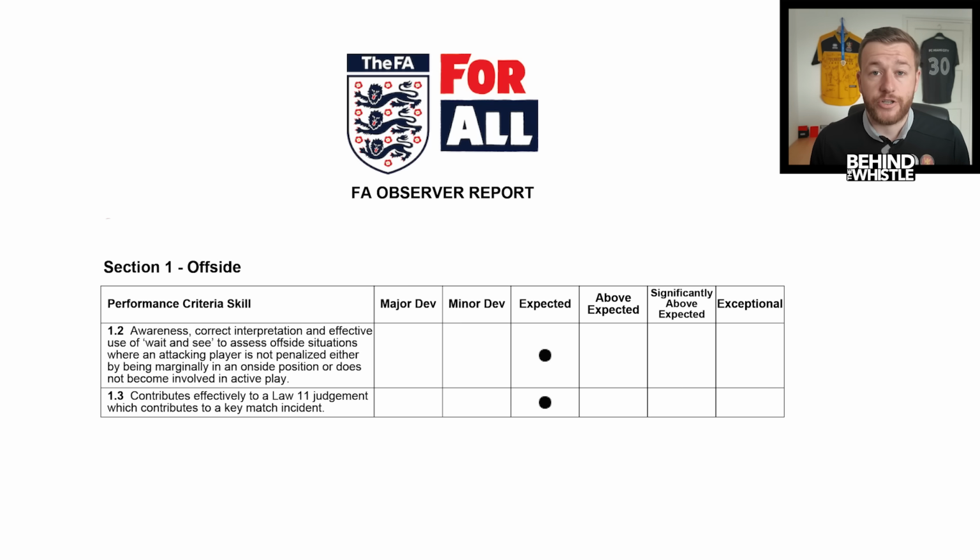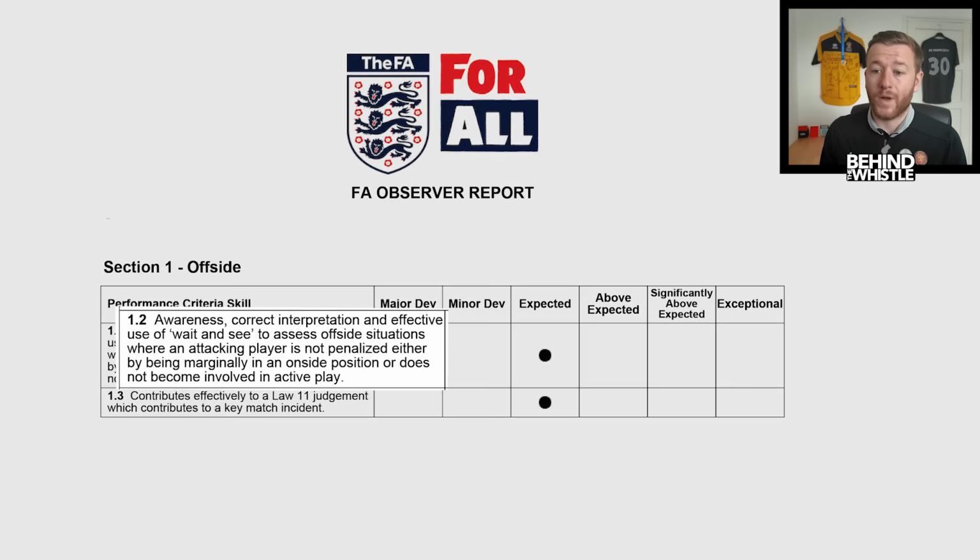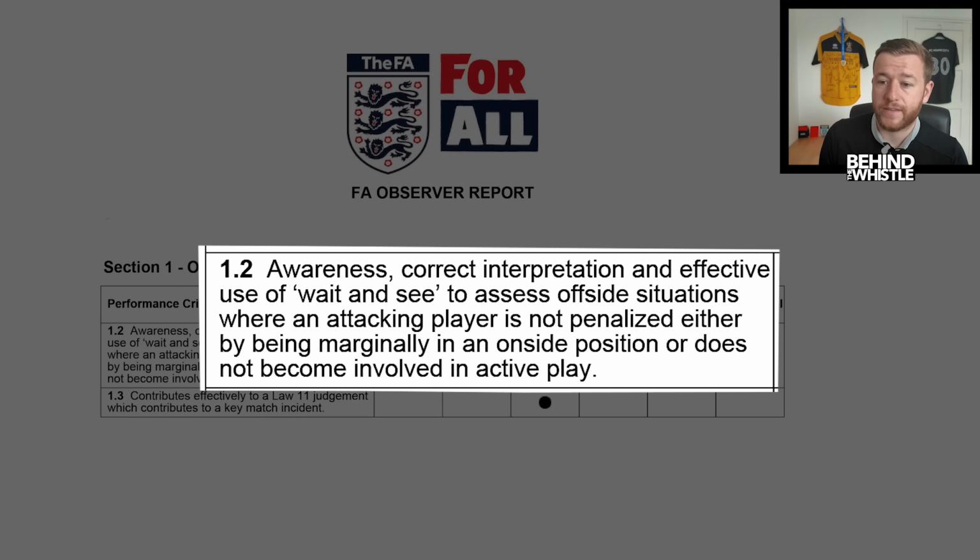And then within the offside section, you've got these other 2 subsections: awareness, correct interpretation, effective use of wait and see to assess offside situations where an attacking player is not penalised, etc, etc, etc. So this basically is to give assistant referees credit when they do not raise the flag, even though a player was in an offside position. So being in an offside position is not necessarily offside. So by waiting and seeing if that person becomes involved in active play or not, and you not raising the flag, you can also get credit for. So it's not just about giving offsides, it's about giving correct non-offsides as well.